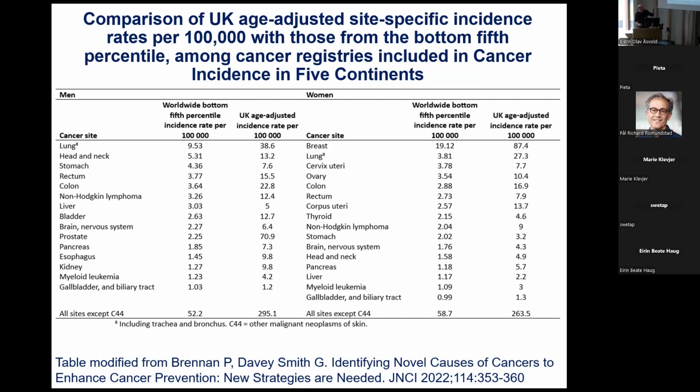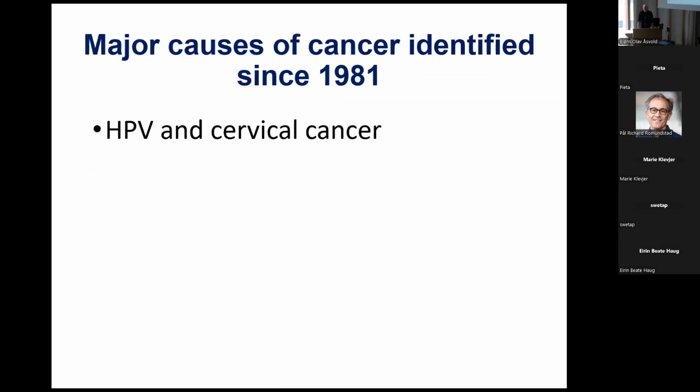We looked at the UK rates compared to the lowest reliable cancer registry rates, and we came up with this at 80%. The estimate of the preventable in principle is about 80%. Now, since 1981, despite Richard Doll's very considerable optimism, there have been two major developments, really important in public health terms.